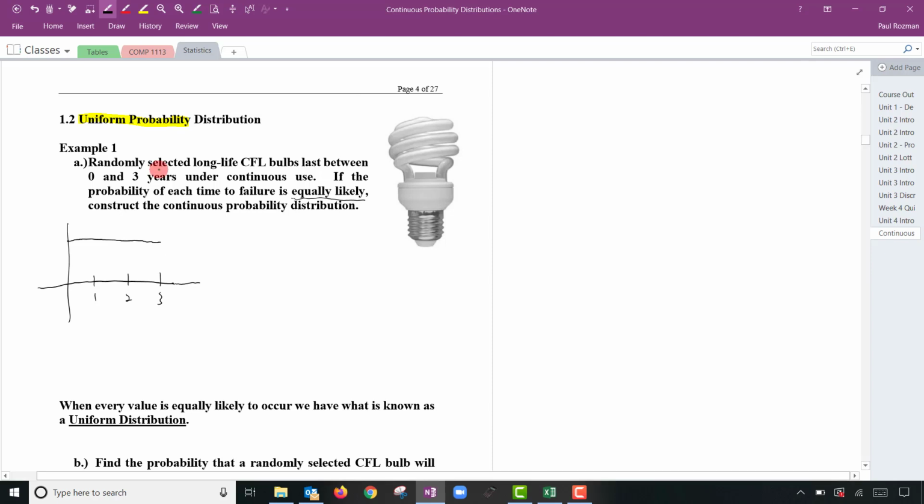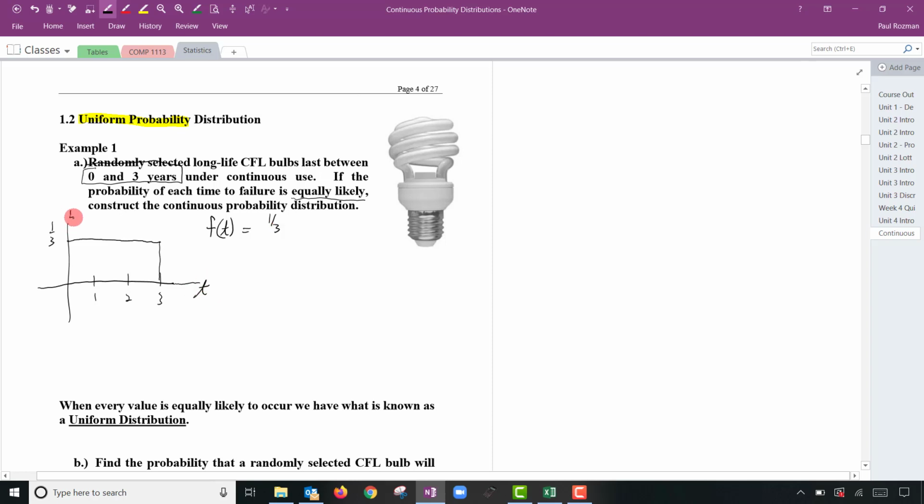Here's the part that isn't exactly realistic. They all last between 0 and 3 years. So there's nothing beyond 3 and there's nothing before 0. This is our entire sample space. So the area beneath this curve that we've drawn has to equal 100%. And because it's a rectangle and the base has length equal to 3, the height must be 1/3 so that the total area equals 1. 3 times 1/3 equals 1. So that's our function, f of t is 1/3.